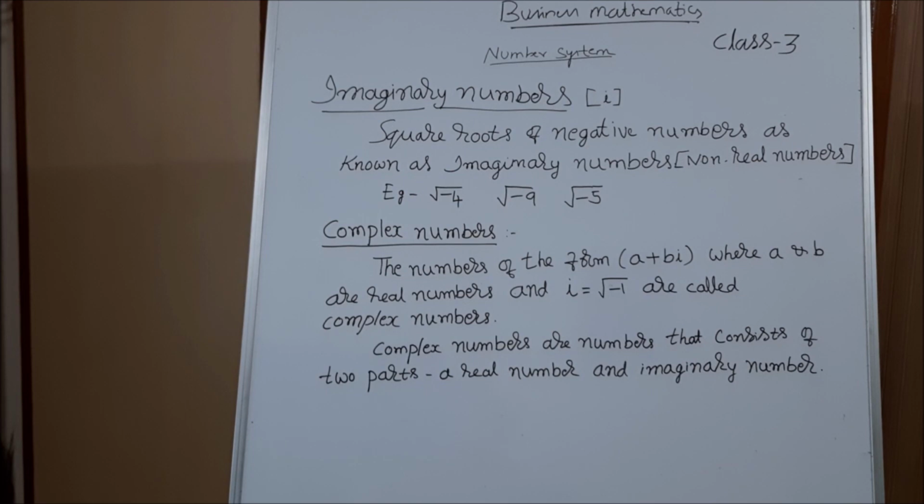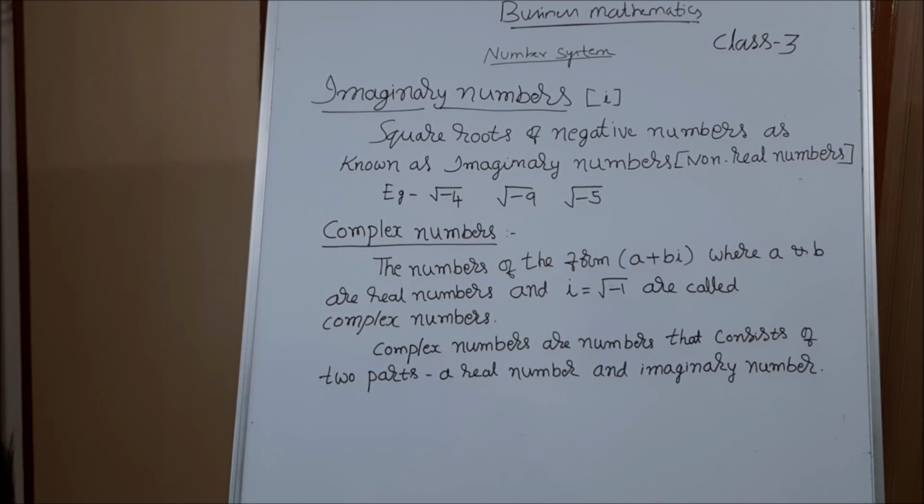That is why the square root of a negative number is known as an imaginary number. The next number is very simple, the complex number. What is a complex number? The name itself will give you the definition. It is complex, it is complicated. The numbers of the form A plus Bi, where A and B are real numbers.